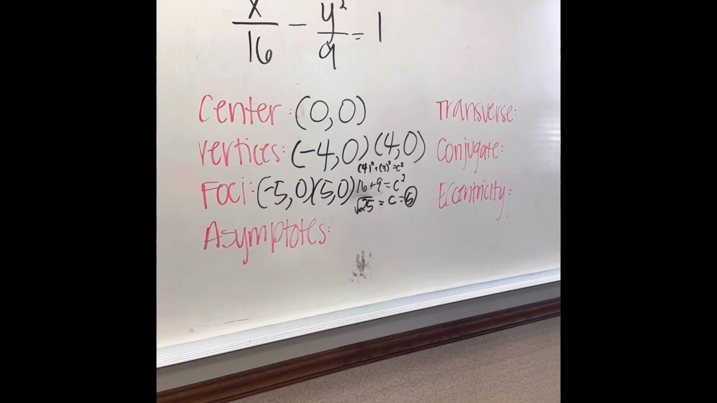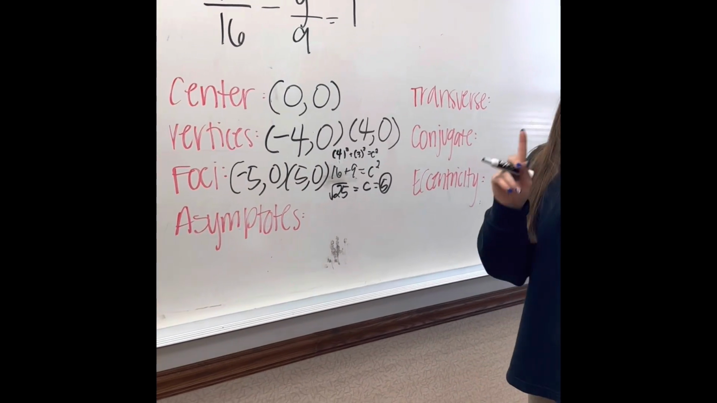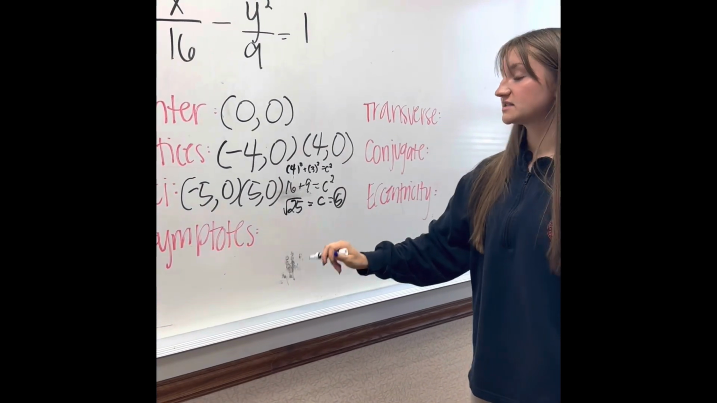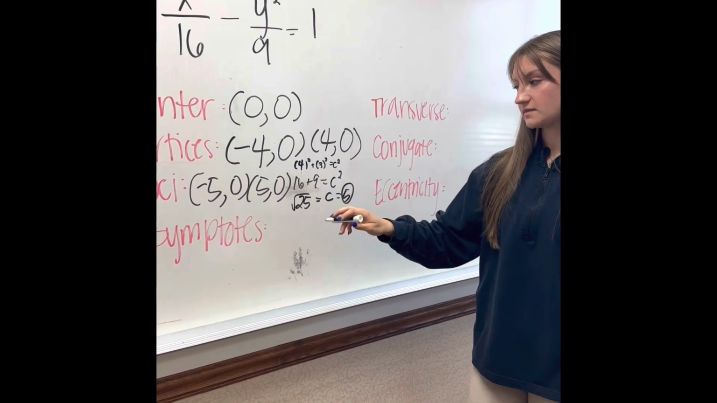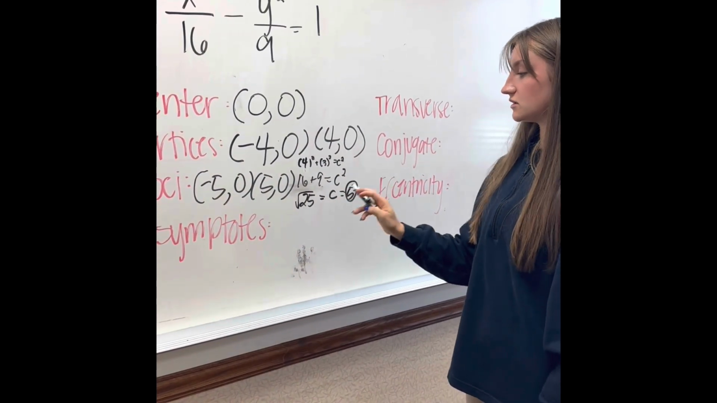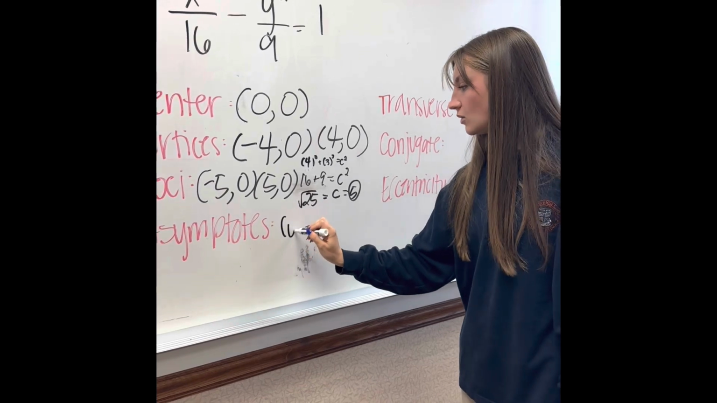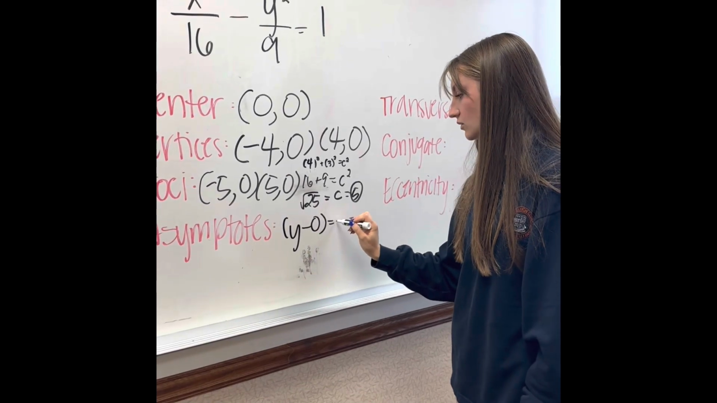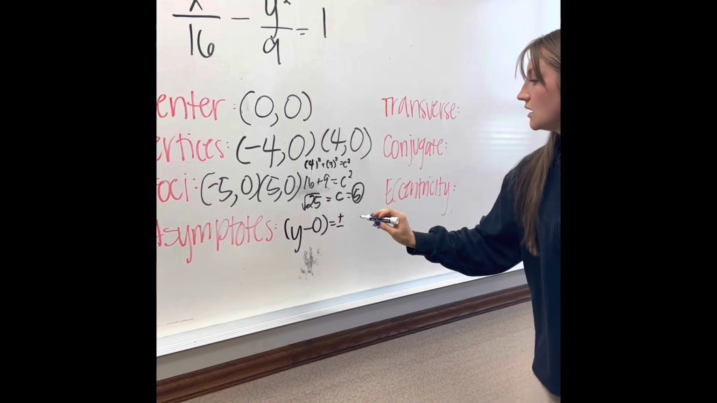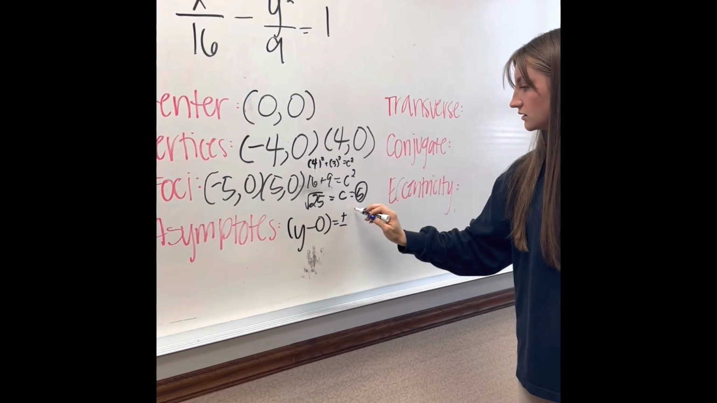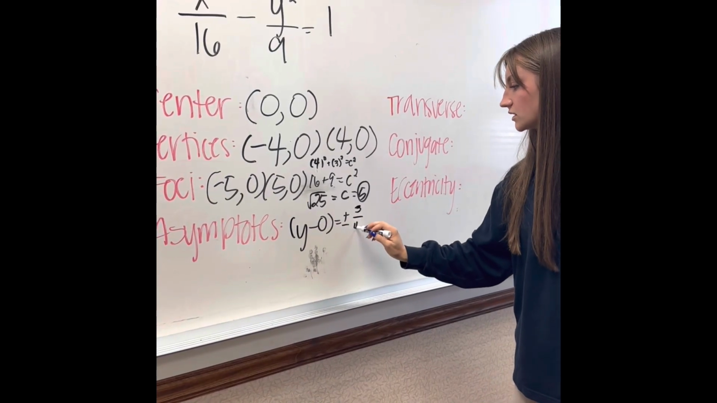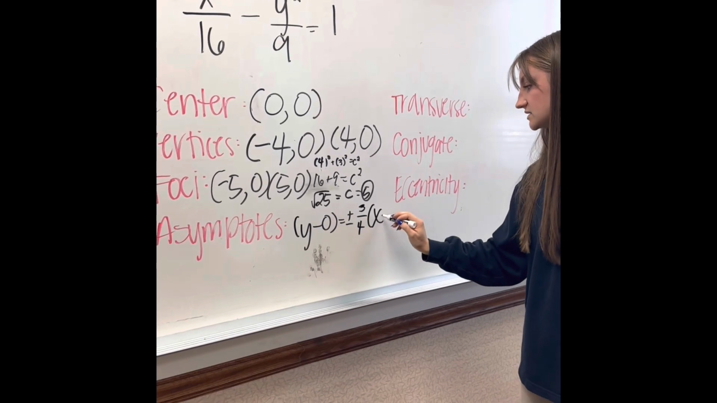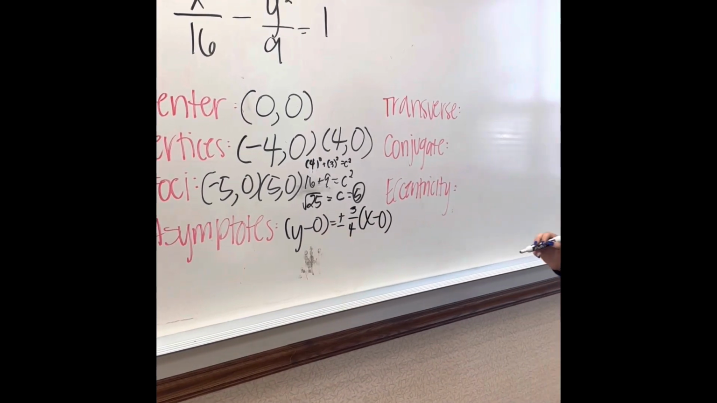Okay, now for the asymptotes. y minus k equals plus or minus b over a times x minus h for the horizontal equation. So this would be y minus 0 equals plus or minus 3 over 4 times x minus 0.